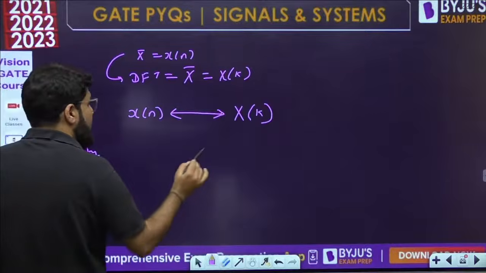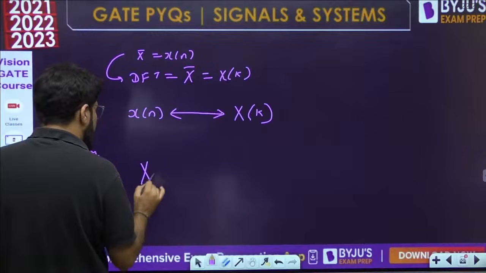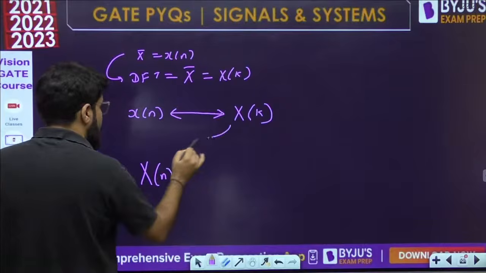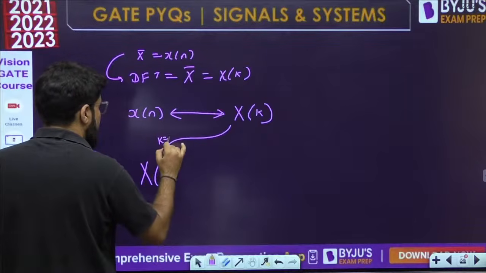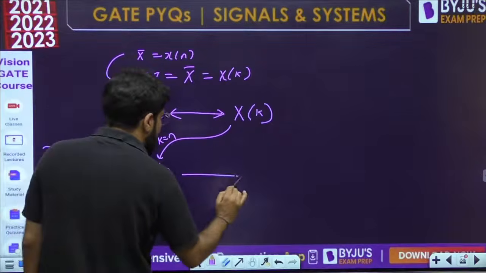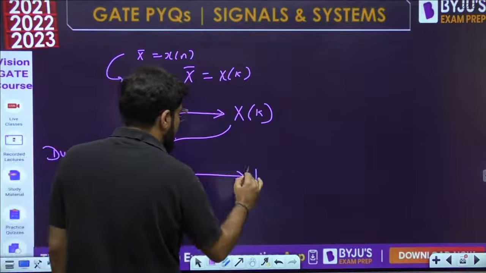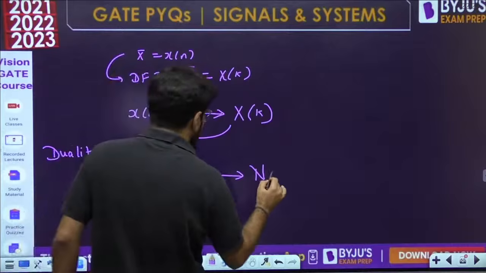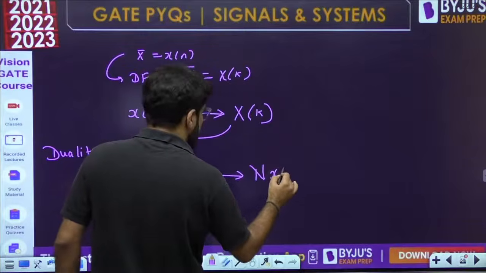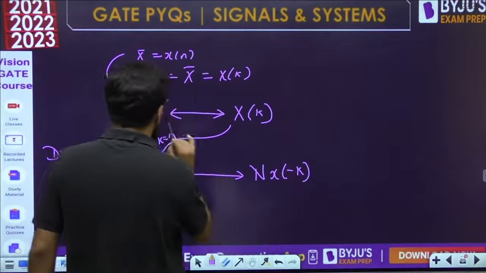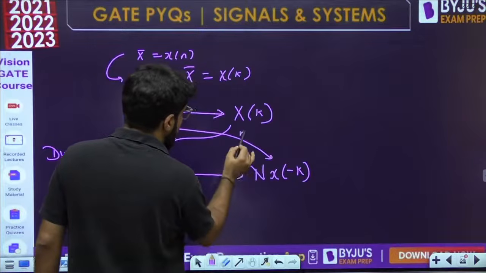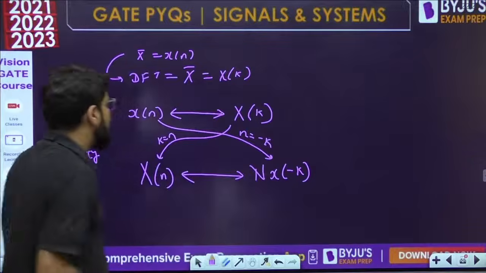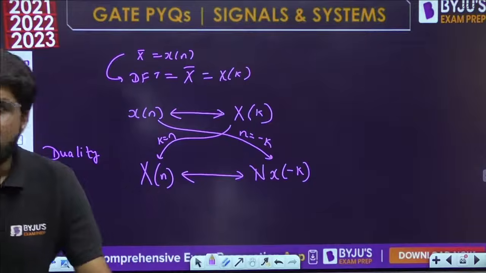So in the duality, what we do? We replace k equal to n. We make a time function xn, and that has the DFT given by n, where n is the number of points in the signal, into this value x of minus k. So here we will convert it into the frequency domain, that is n equal to minus k, by putting n equal to minus k.